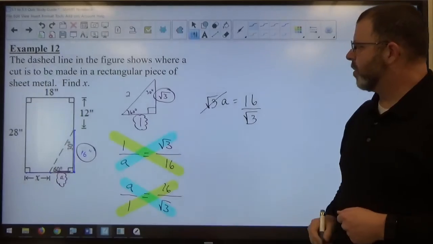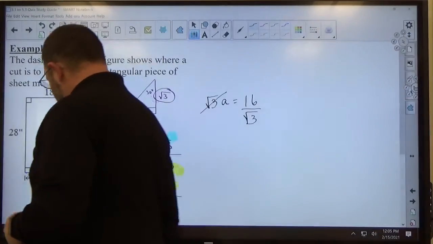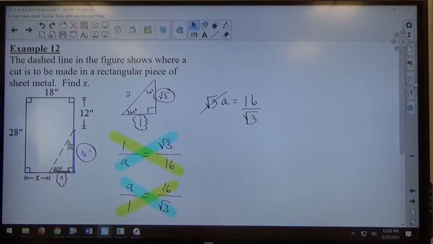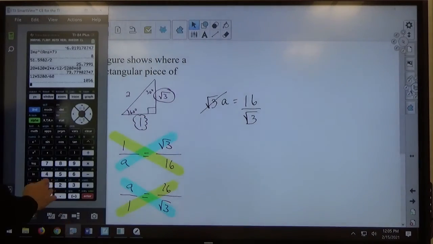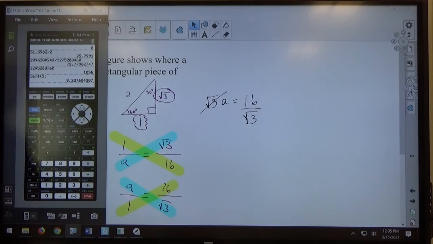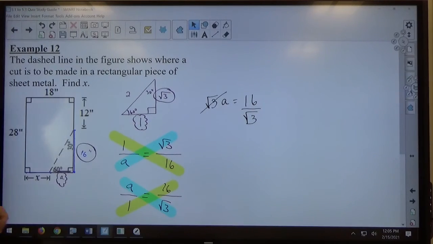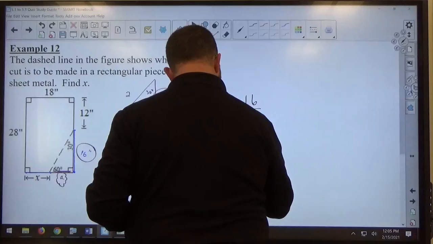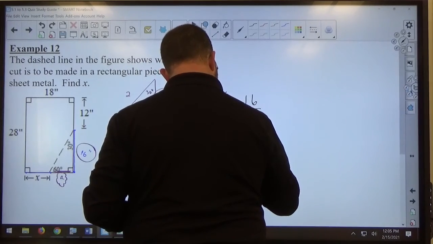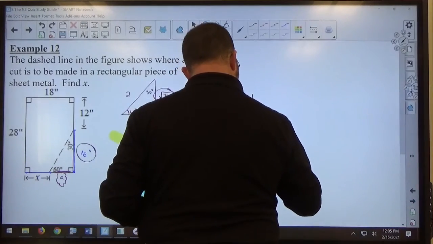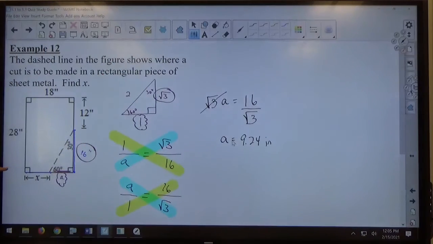Divide both sides by the square root of 3. We typically find approximate values in this class. If I grab my calculator and type in 16 divided by the square root of 3, that comes out to 9.24. It doesn't specify the number of decimal places, so I'm going to go with 2. So A is 9.24 inches.